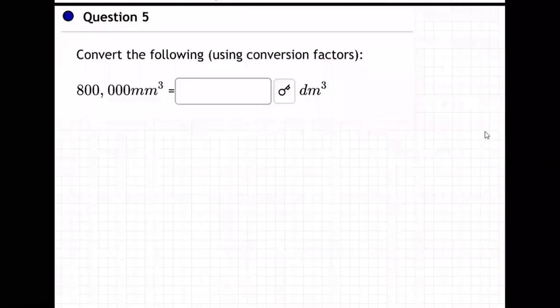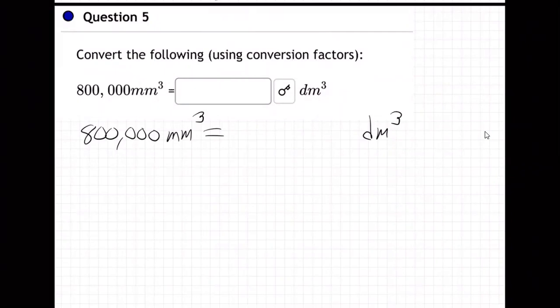Okay, so on this one, we have 800,000 cubic millimeters, and we want to change it to cubic decimeters. Now, what are these cubic units? Well, it's exactly what it says.